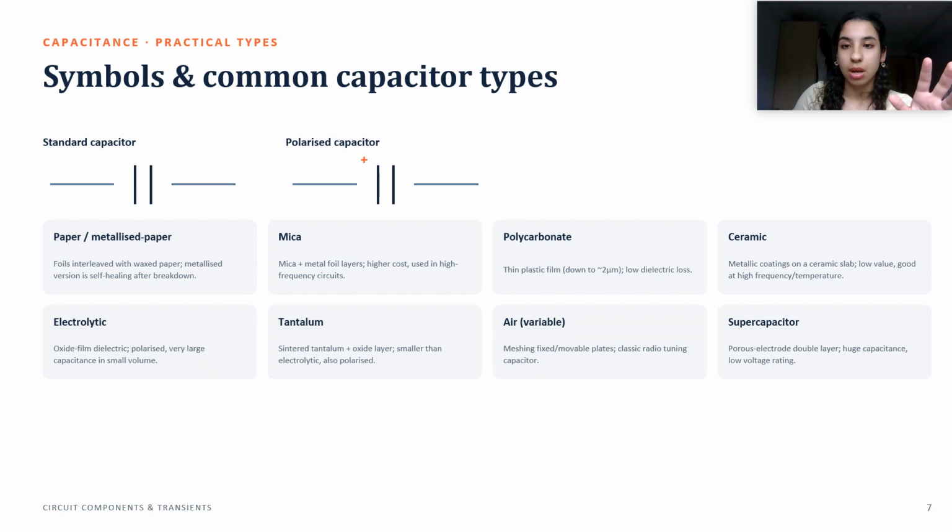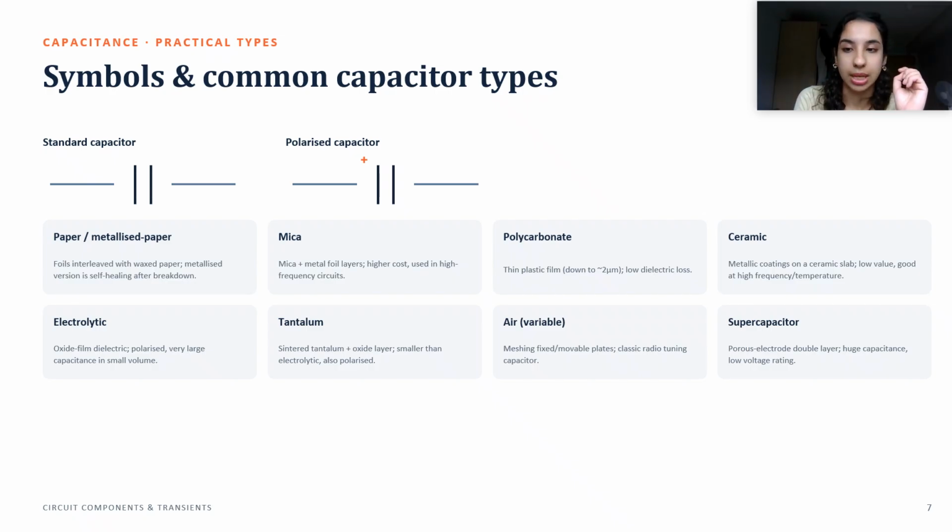Right, now here are the symbols and common types of capacitors we have. The type of capacitor differs from another by the dielectric that is used. So here on the left side we have the standard capacitor, and on the right side we have the polarized capacitor. Polarized capacitor could be positive or negative, okay?